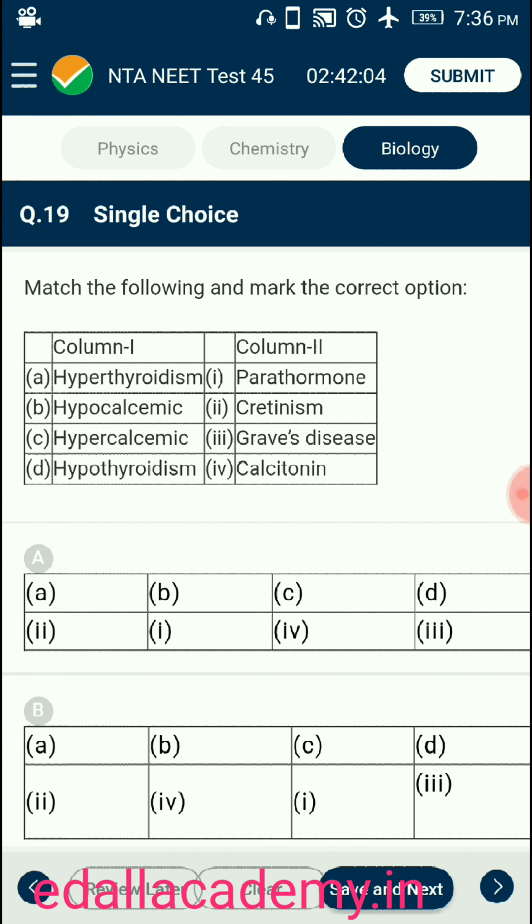Deficiency of iodine in our diet results in hypothyroidism and enlargement of the thyroid gland. The condition is called goiter. Hypothyroidism during pregnancy in the mother causes cretinism in children.